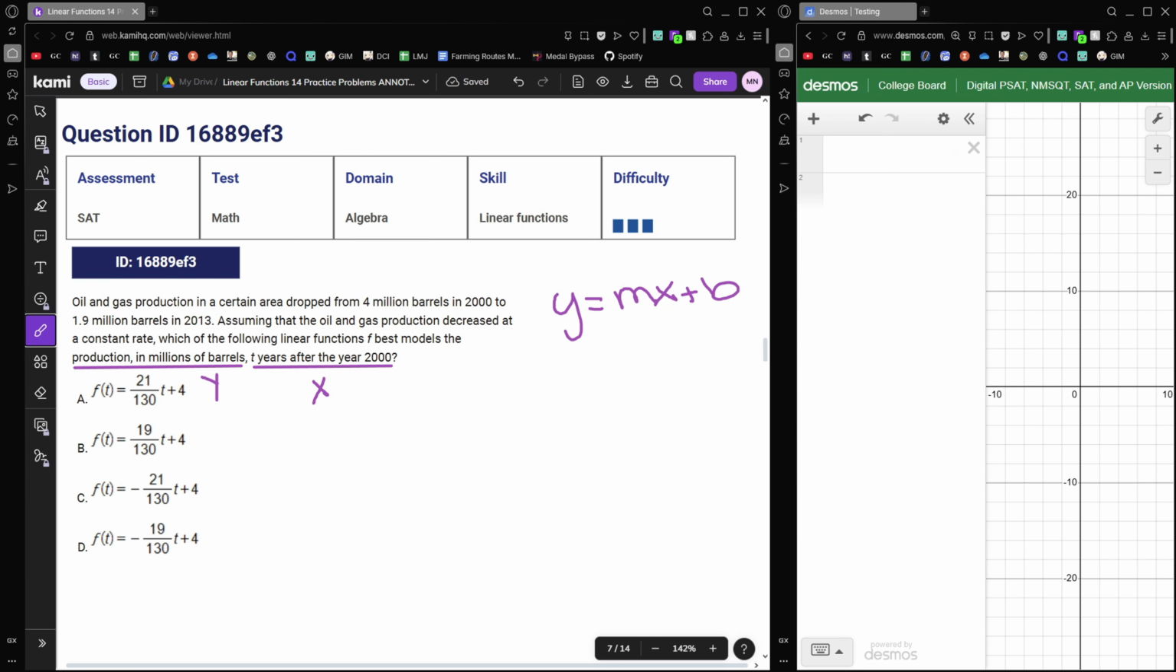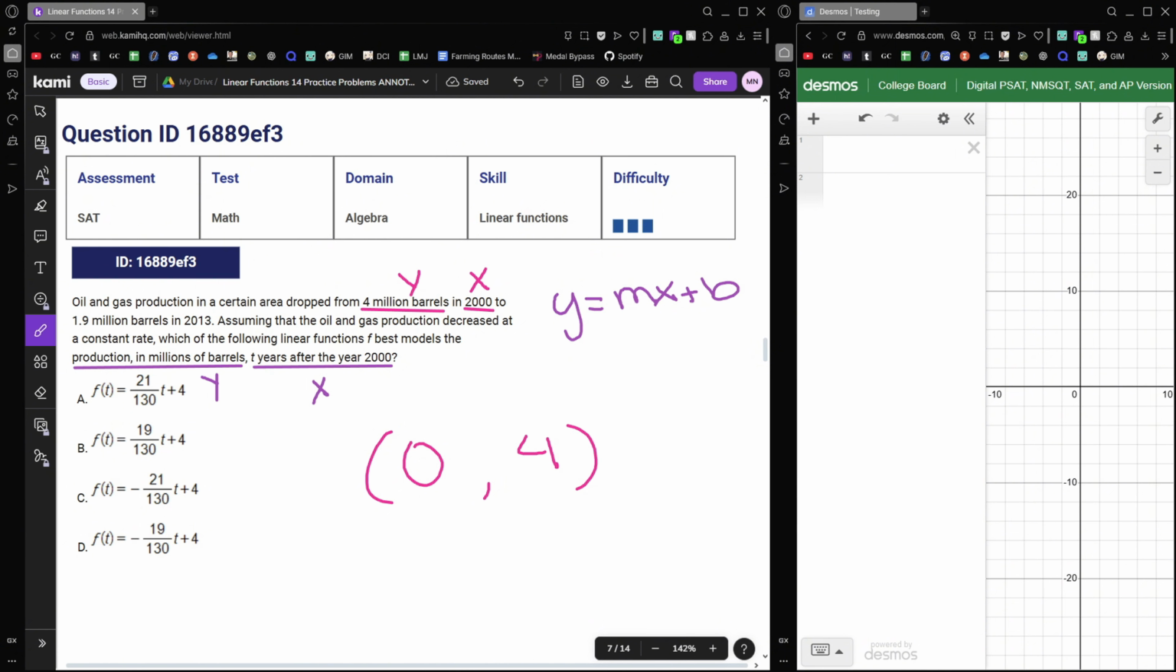So let's go ahead and rewrite the information they give us as points. First, they tell us that 4 million barrels were produced in 2000. So 4 million barrels will be our y value, and 2000 will be our x value. We know our x value is the amount of years after the year 2000. Well, 2000 is 0 years after 2000, so we would just put a 0 here. And then for the y value, we know it's the production in millions of barrels. So here we have 4 million barrels, so we would just need to put a 4.